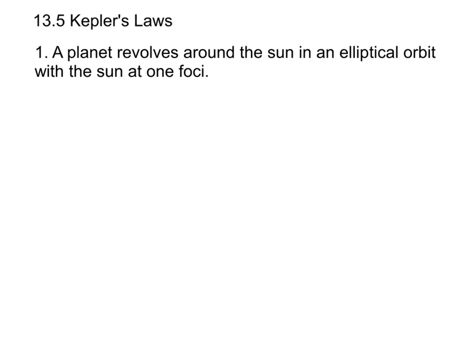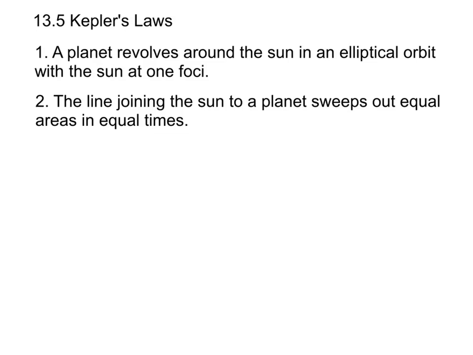The first law states that a planet revolves around the sun in an elliptical orbit with the sun at one focus. We'll see later a picture of this to make it more clear. That'll happen with all of the laws as we go through. The second law states that the line joining the sun to a planet sweeps out equal areas in equal times.